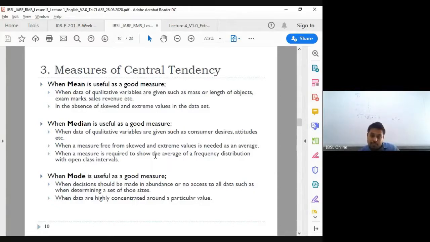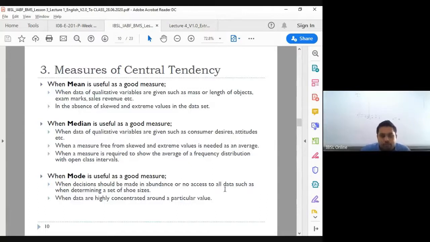Second point is when a measure free from skewed and extreme values is needed as an average. Now, when you have an extreme value like the very first case of that 800 value tarnishing our data set, you could forget the mean and take median and mode instead of mean to represent the data set. Statistically, it's correct. Why? Because that outlier is going to hurt the quality of the data set. So one aspect in advanced statistical analysis is that you can identify the outlier data, statistically prove that it is an outlier, omit that data point from the data set and then recalculate the values. Such recalculated values will have a better mean. Rather, when you can't omit those values, you can still keep the mean calculated, but use median and mode to represent the data set.